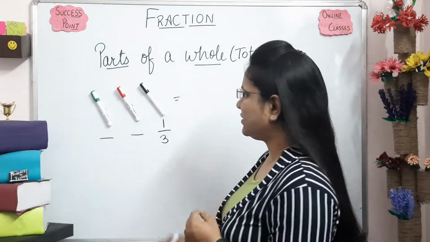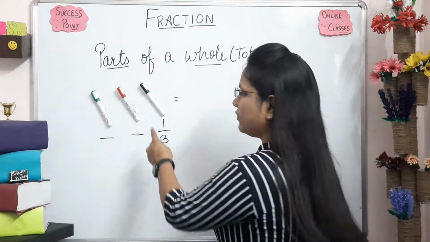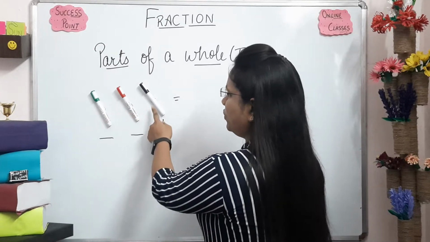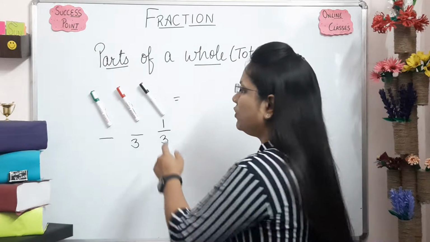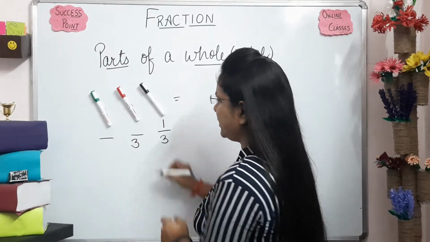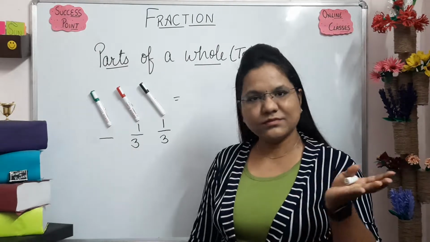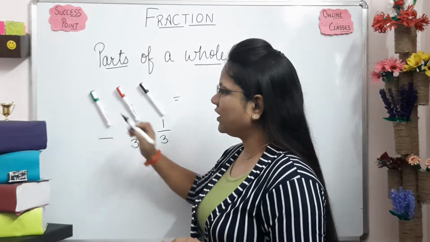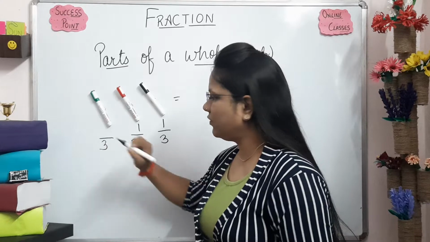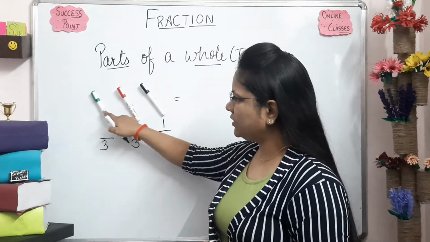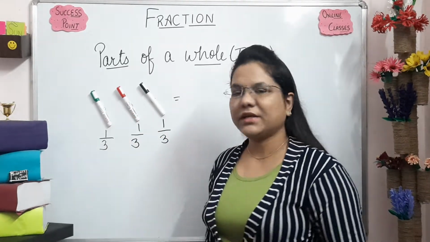Okay, let's try for the red marker. If we check for the red marker: 1, 2, 3. We have a total of 3 markers, and we want to check for the red marker. So it's 1 by 3. Let's check for the green marker. 1, 2, 3. In total we have 3 markers. Out of this, green is 1 by 3.